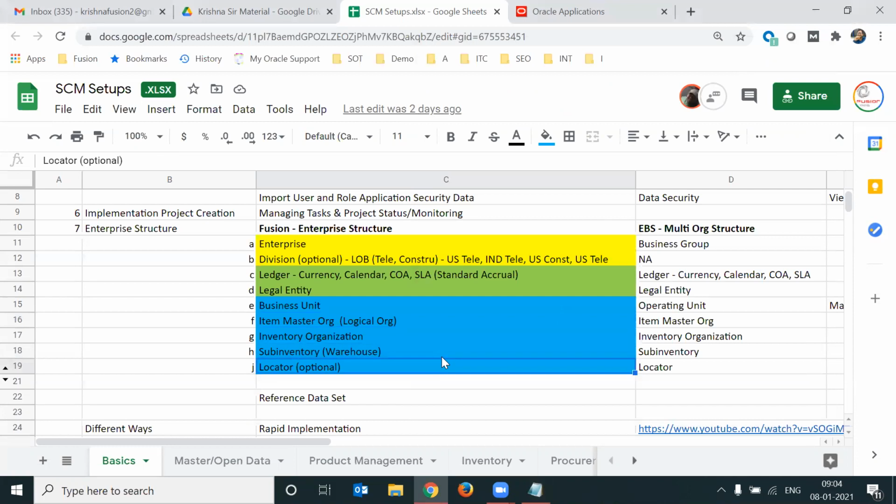Any more questions? You explained in the hierarchical view how one falls under the other: the locator falls under sub inventory, that falls under inventory organization, and that falls under business unit. So where does item master org stand in this? That's okay. When I configure, you'll understand. If I explain too much, others may get confused. That is the reason I didn't.